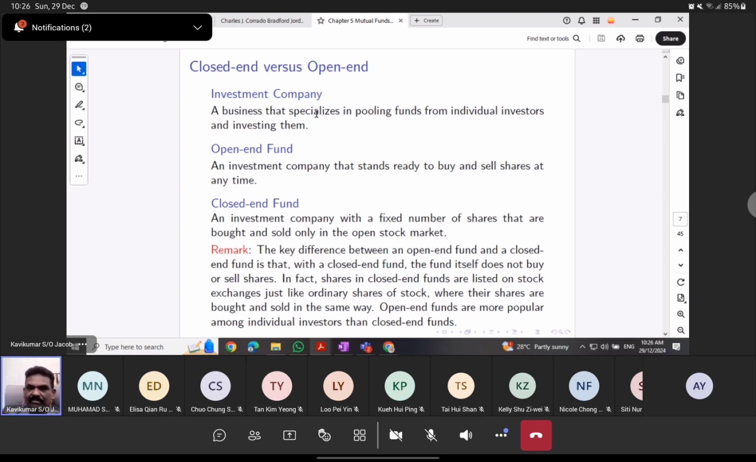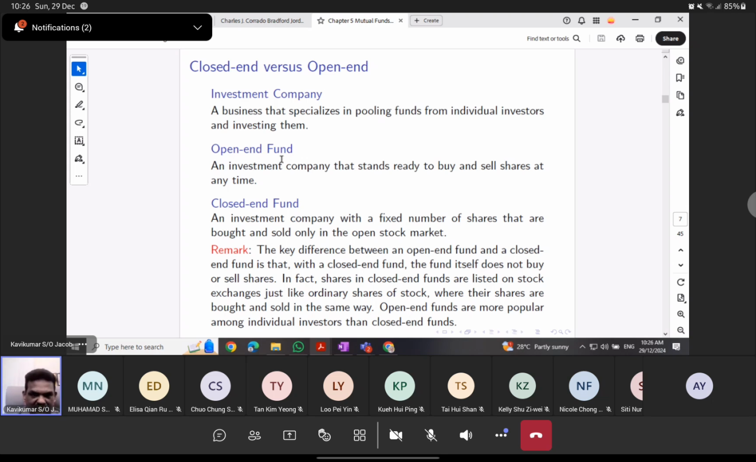And that is a pool of funds. That pool of funds we call a mutual fund. So an investment company is a business that specializes in pooling funds from individual investors and investing them. So if you have any idea or any good project, you can approach the investment companies.